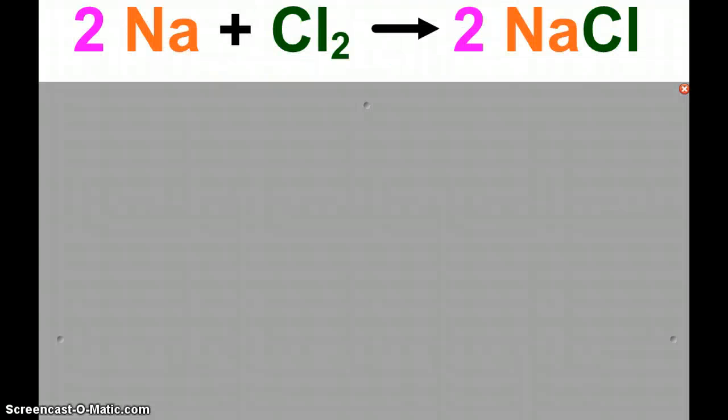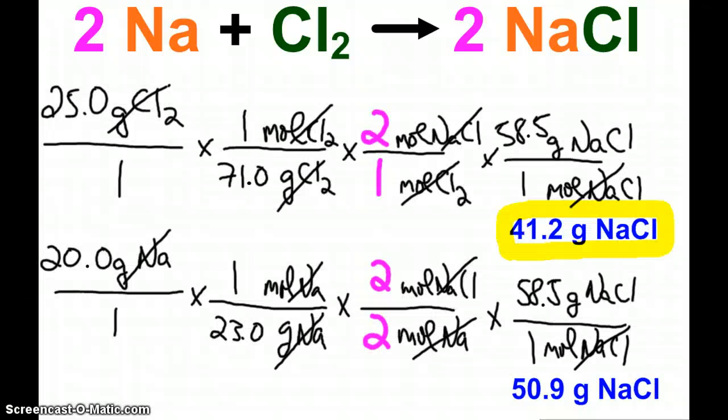The very last thing at the bottom there mentions that you've got a limiting reactant problem on the back of your pink stoichiometry practice paper, and that dealt with sodium chloride. There's that reaction, and you wanted the limiting reactant, theoretical yield, and percent yield. If you've got 25 grams of chlorine mixed with 20 grams of sodium, and you get 36.4 grams of sodium chloride forming. Well, here are the two mass problems. 25 grams of chlorine will get you 41.2 grams of sodium chloride, whereas 20 grams of sodium will get you 50.9 grams of sodium chloride.